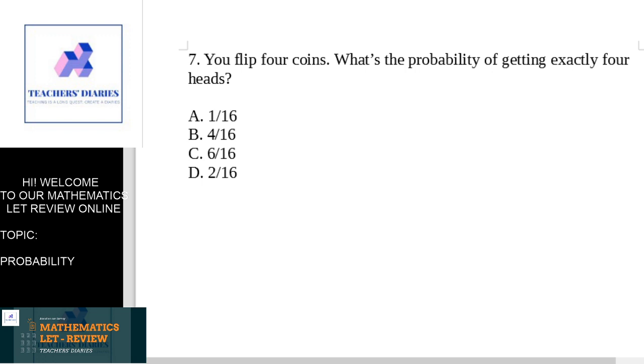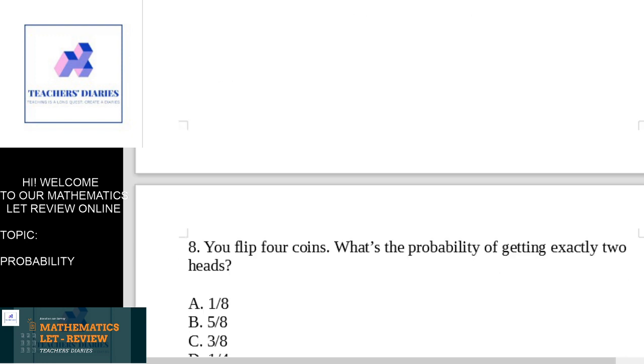Number 7. You flip 4 coins. What's the probability of getting exactly 4 heads? A. 1 over 16. B. 4 over 16. C. 6 over 16. And D. 2 over 16.